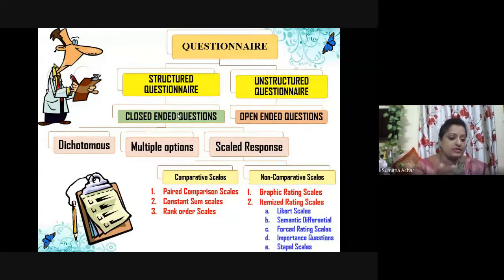Yes or no. That is binary. Marital status, married, unmarried, is dichotomous. Is that clear? Binary, dichotomous. Under multiple options, yesterday you have already seen how you code multiple options, isn't it?